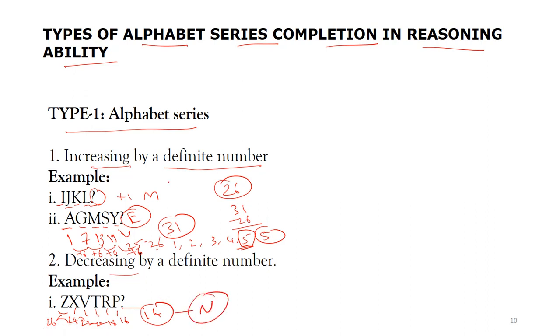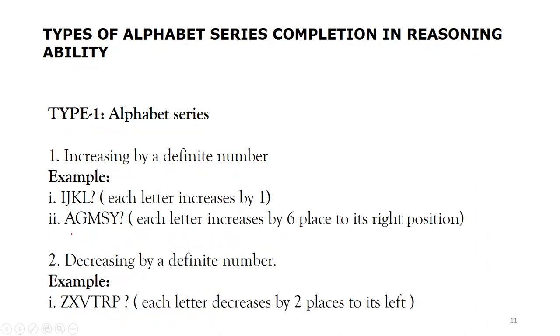Clear? So here it is increasing by a definite number: plus 1 each and every time. Here plus 6. Here decreasing by a definite number. Got the point? That's the logic. And this is what I have mentioned as the solution for the logic. Each letter is increased by 1, and each letter is increased by 6 to its right position. Each letter is decreased by 2 to its left. Clear?